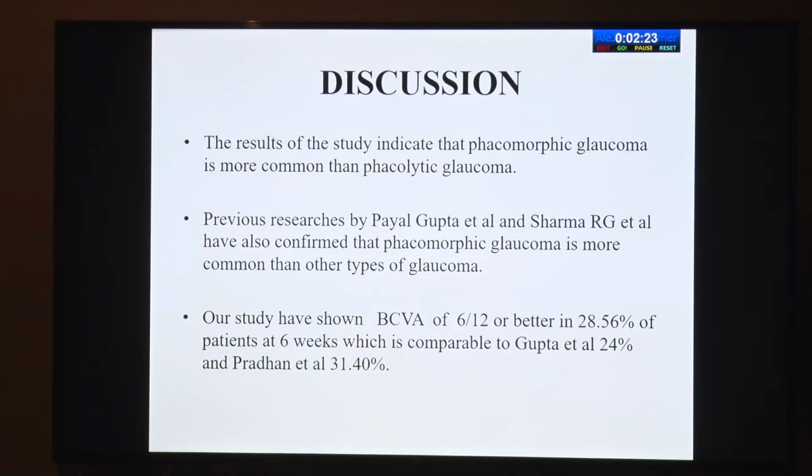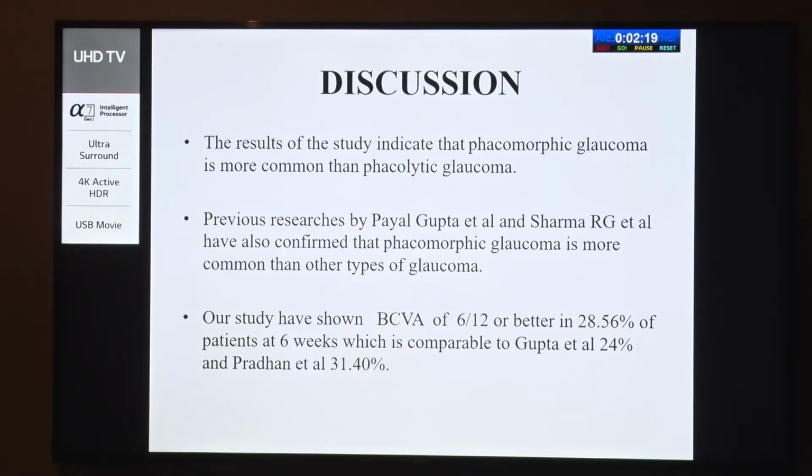Similar results were seen in studies conducted by Payal Gupta et al. and Sharma RG et al. Our study showed BCVA of 6/12 or better in 28.56% of the patients at 6 weeks, which is comparable to Gupta et al., who had 24%, and Pradhan et al., who had 31.4%.